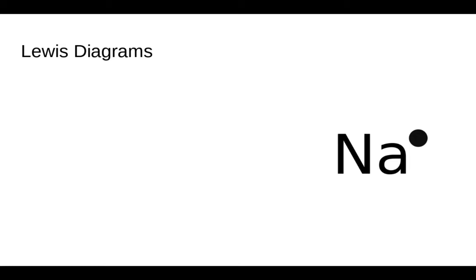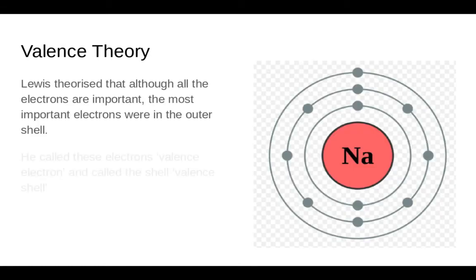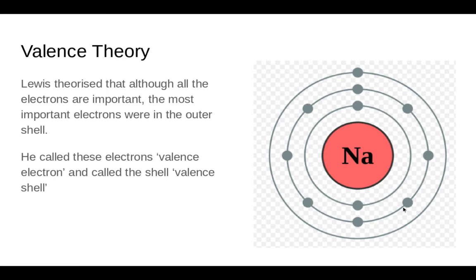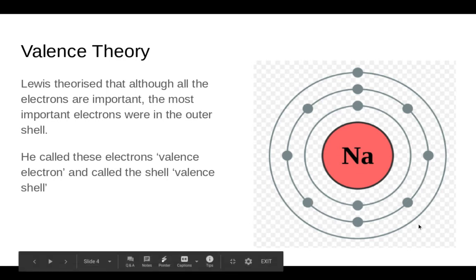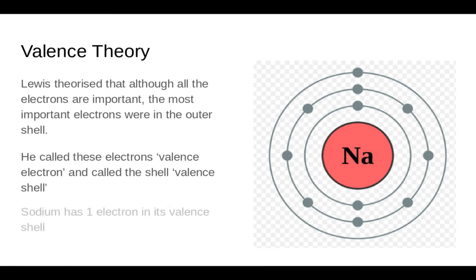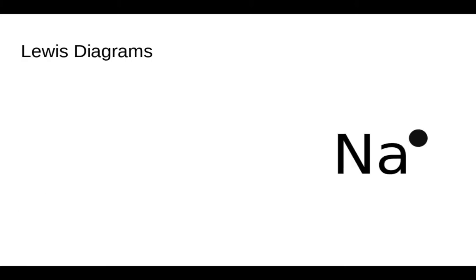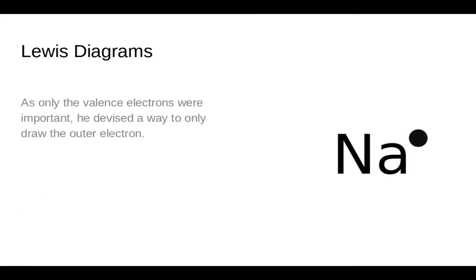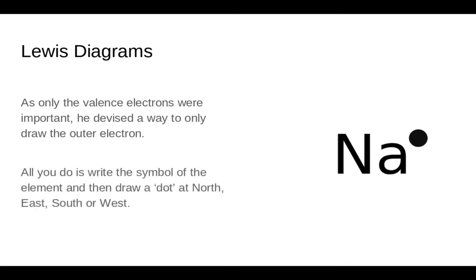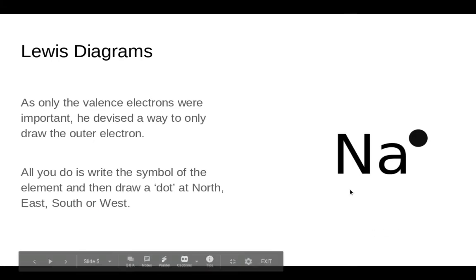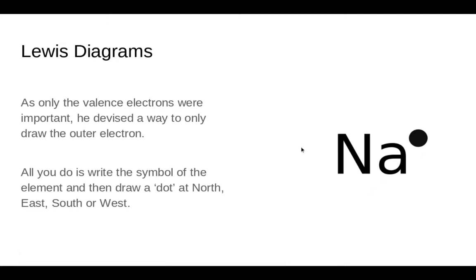So Lewis decided he was going to come up with a new way to draw them, because he thought that drawing it this way for every time you wanted to draw an atom was quite time consuming. So we need an easy way to draw it. And he came up with his Lewis diagrams. Okay. As only the valence electron were important, he devised a way to only draw the outer electron. All you do is write the symbol of the element, so Na for sodium, and then just draw a dot at the north, east, south, or west. Okay?